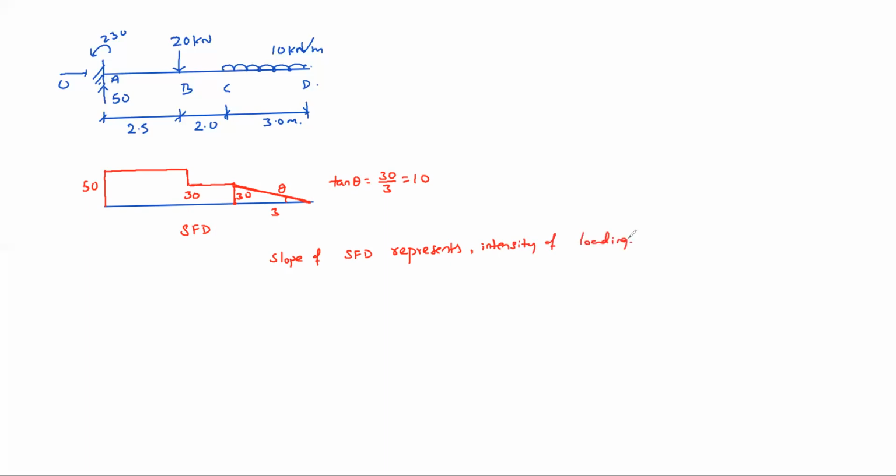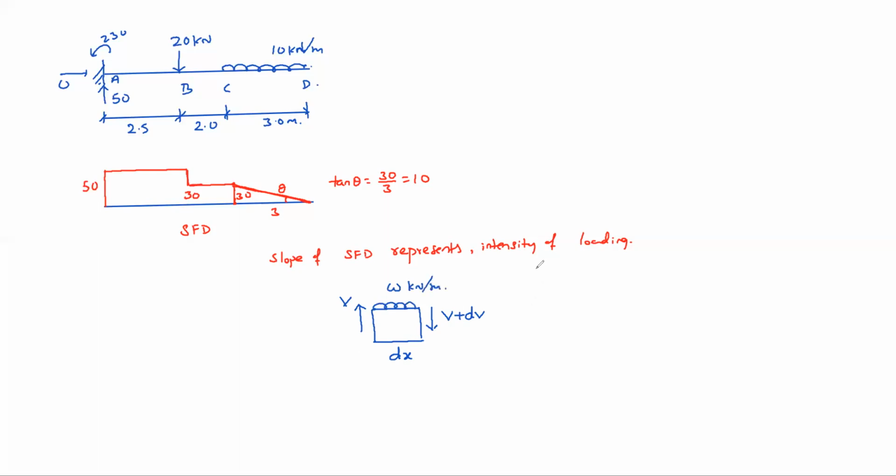Intensity of loading. Whatever slope is there, that intensity only will be there. Actually, you can prove that. Suppose at any section you take a dx width section of the beam. Suppose this side shear force is V, this side shear force is V plus dV, and loading intensity is W kilonewton per meter.